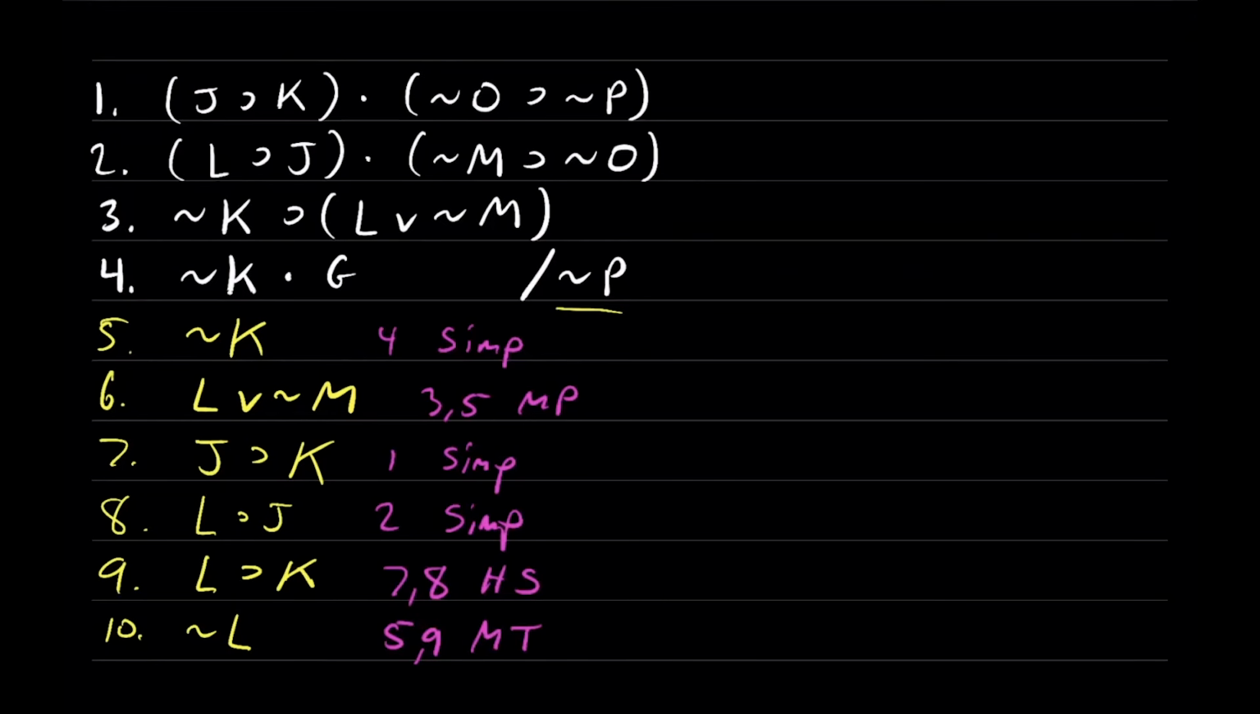The next thing I notice is that on line 6, we've got a disjunction. Either L is the case or not M is the case. But line 10 tells us that one of those two disjuncts, the first one, is false. L is false. So the term on the right, not M, would have to be true. So on line 11, not M has to be the case. And that follows from line 6 and line 10 by disjunctive syllogism.